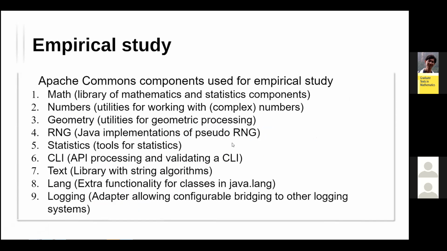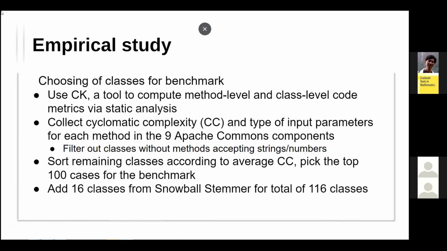This is just covering the kinds of components that they chose for the empirical study. So all numerical stuff, RNG, statistics, text processing, string algorithms, logging algorithms, these kinds of things. Finally, we've gotten the components, and now we're going to choose the classes in the components. We can't test the whole thing because there are just too many classes in these 9 components. So we have to fish out optimal choices for the classes.